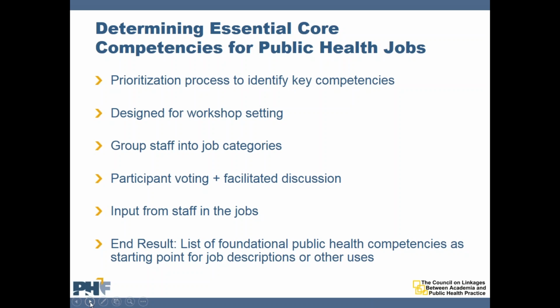Staff participating in this process may be grouped into job categories based on the types of responsibilities they have and the activities they do, with the goal being to group together positions that are likely to need similar competencies. So the workshop involves a two-step voting process that works to narrow down lists of critical competencies needed by staff within a specific job category, followed by some facilitated discussion to pull out any adjustments that might be needed to that competency list.